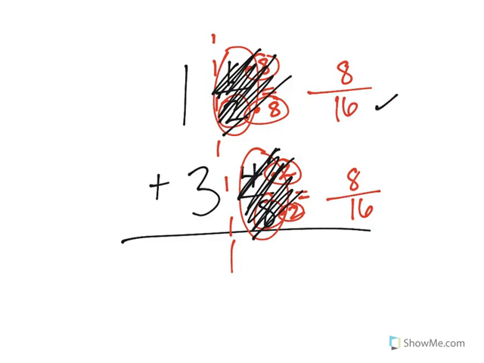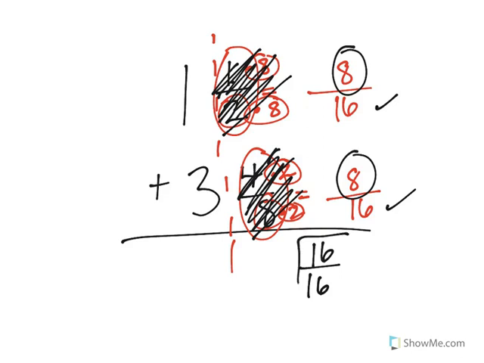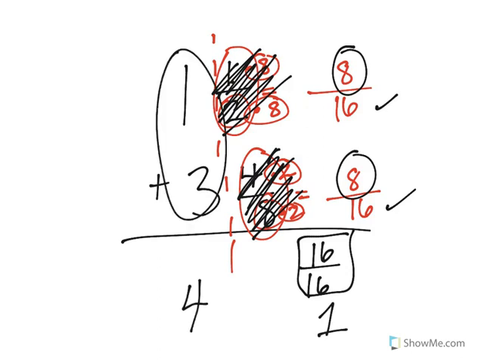All right. Denominator's the same. Check, check. What's 8 plus 8? 16. All right, I'm done here. Correct? But what is 16 over 16? A whole. So you could put 1 whole. So what's 1 plus 3? 4. So can my answer be 4 and 1? No, it could be 5. Very good. This is my final answer. Does that make sense? Yes.